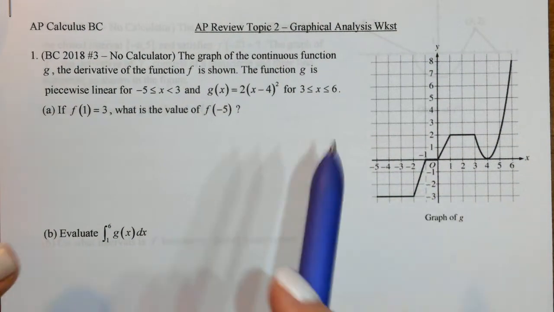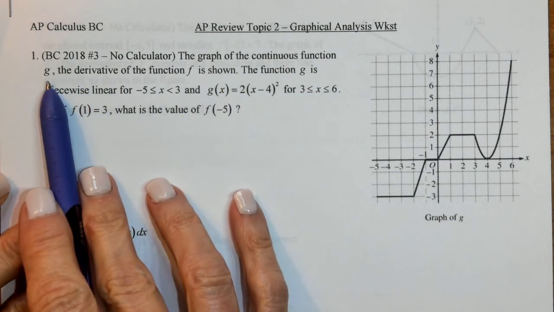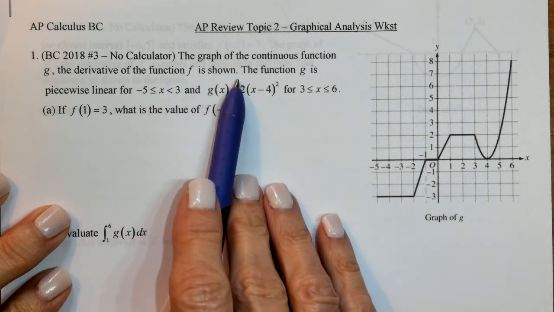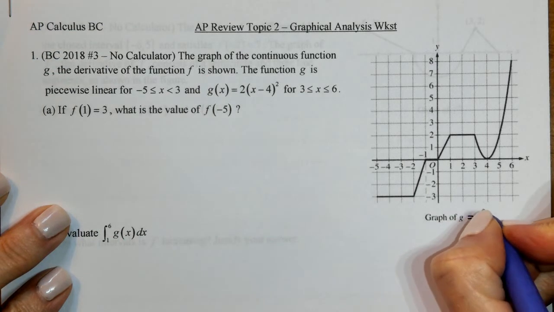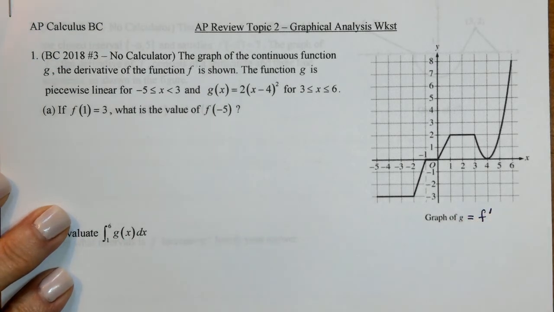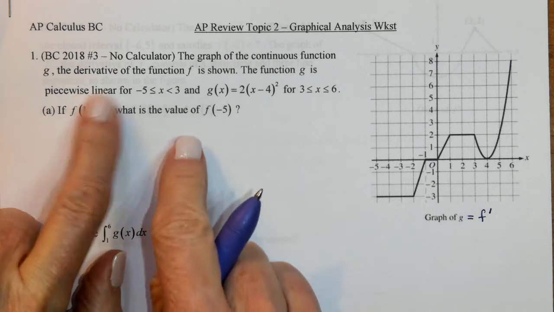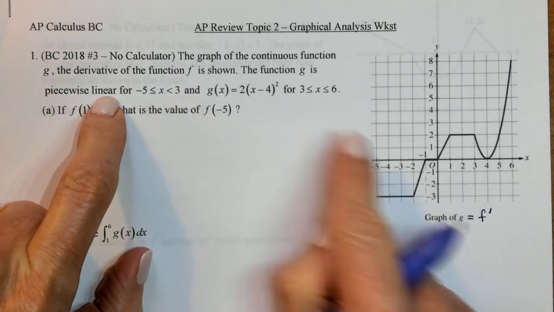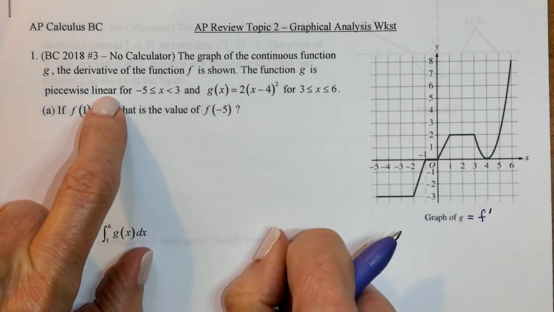All right, we have the graph of a continuous function g, which is the derivative of f, is shown. So g is the derivative of f. So I might come over here and say g equals f prime, the derivative of f. The function g is piecewise linear. That just means between x equals -5 and 3, we have little line segments. And sure enough, I look over here, and between -5 and 3, we have little line segments.